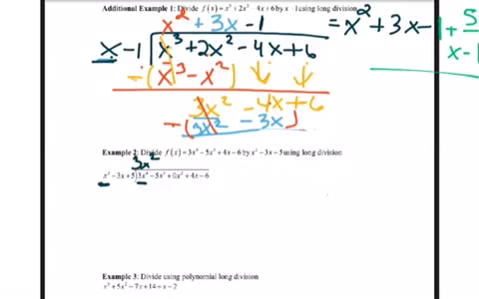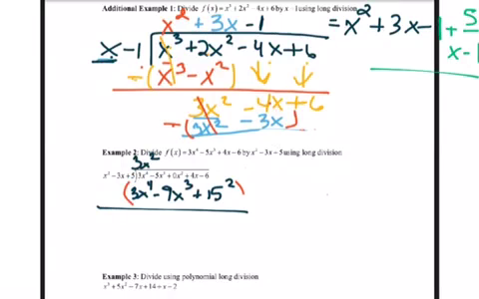So now I have to multiply the 3x squared by all three pieces. So I've got 3x squared times x squared, and that's going to give me 3x to the fourth. 3x squared times negative 3x is going to give me negative, not negative 3, negative 9x to the third. And then 3x squared times 5 is going to be plus 15x squared.